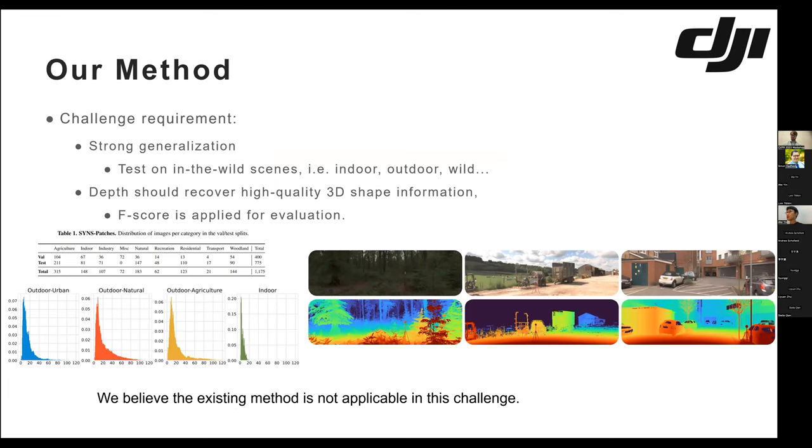But in this challenge, we can say that they have two requirements. The first one is that the methods should have strong generalization, because the test will be in weird scenes, indoor, outdoor, and so on. And also the depth should recover high quality 3D shape. So we think the existing methods maybe cannot work well. The metric depths have to train on specific camera captured data sets, so they have no generalization ability. And the relative depths cannot achieve high quality shape, so the F score will be very, very low.